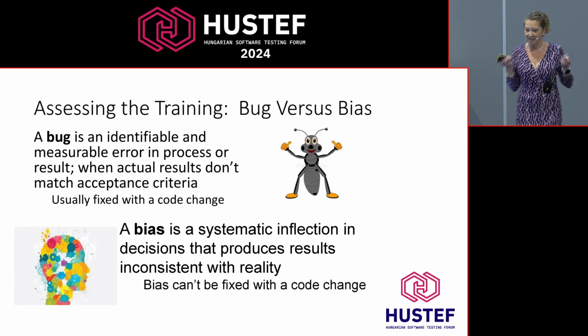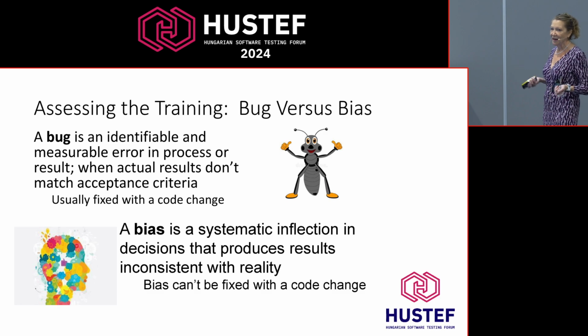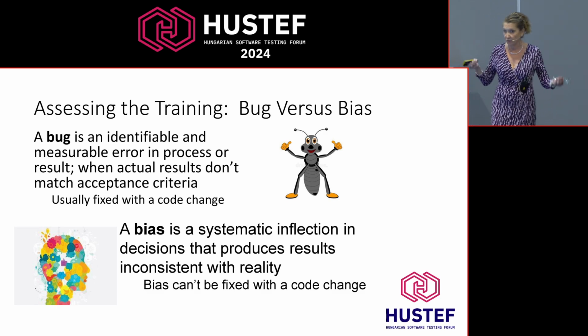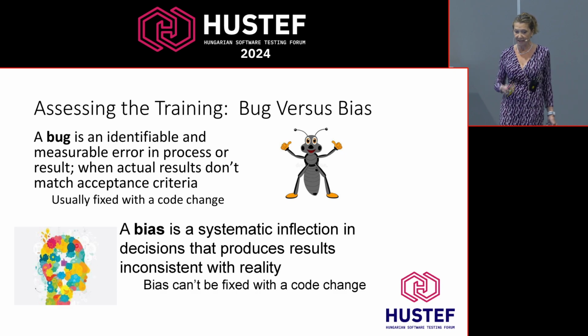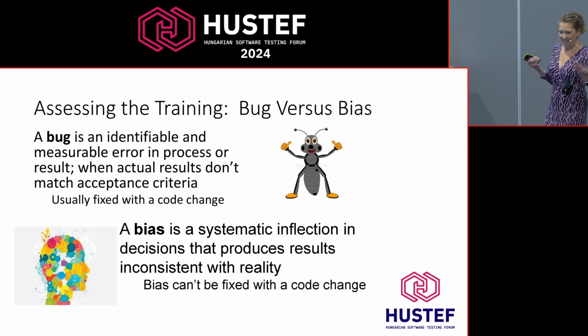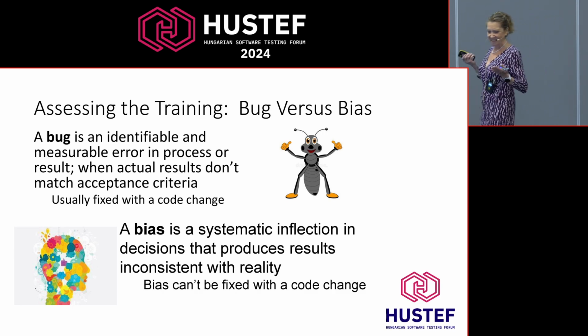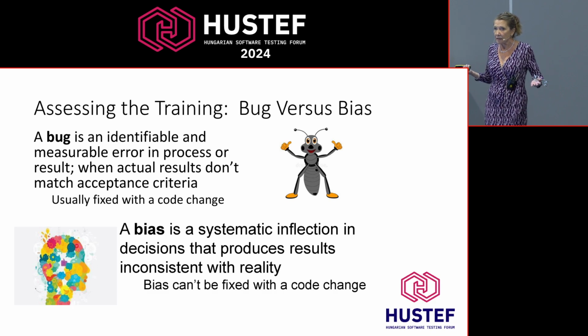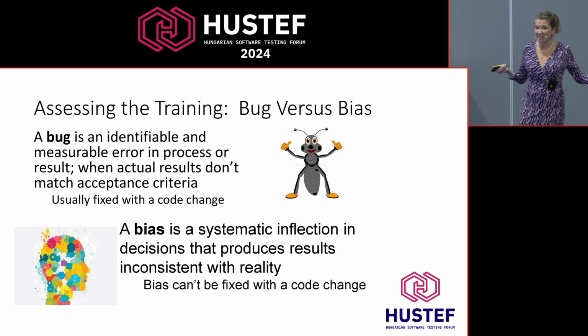Now, when you're assessing the training, you have to look at bug versus bias. We all know what a bug is. A bug is a discrepancy between actual and expected, right? A bias is different. A bias is systemic. It's an inflection of decisions that produces results that aren't consistent with reality. Doesn't that make you scream as a tester? How do we fix that?